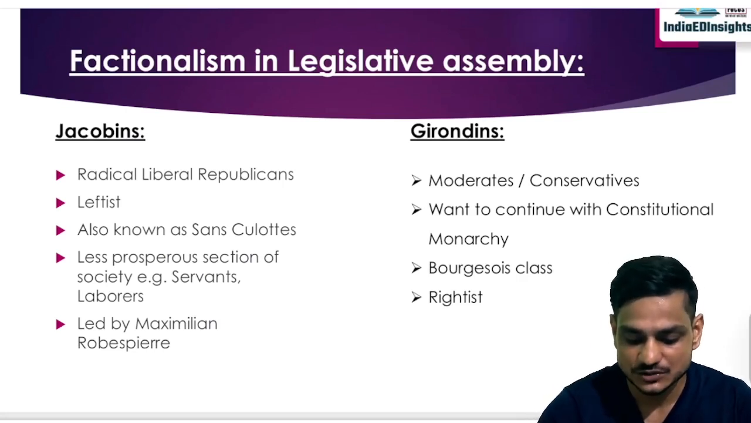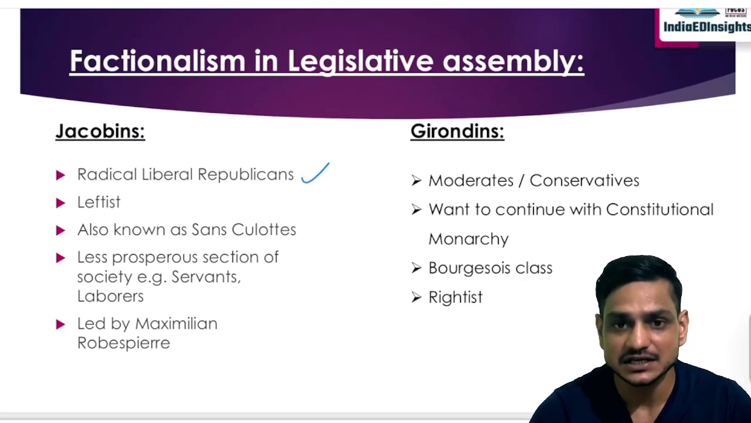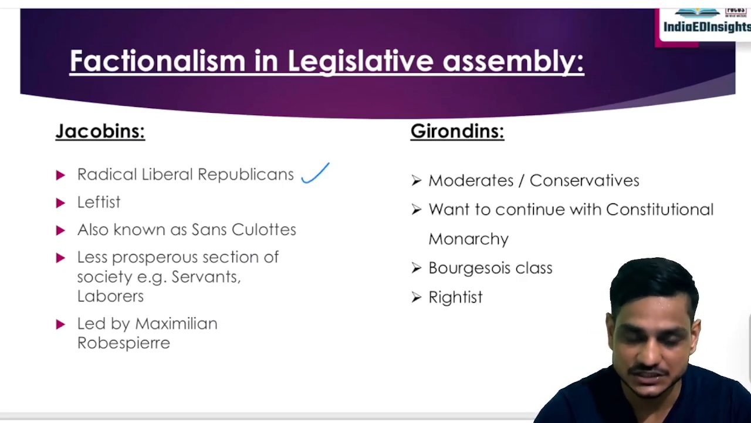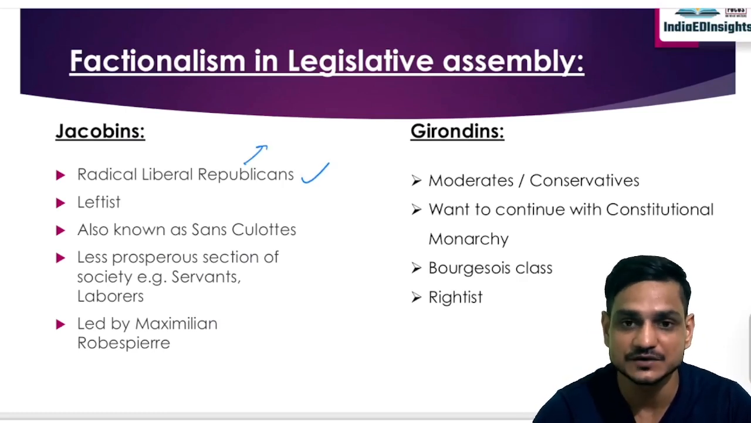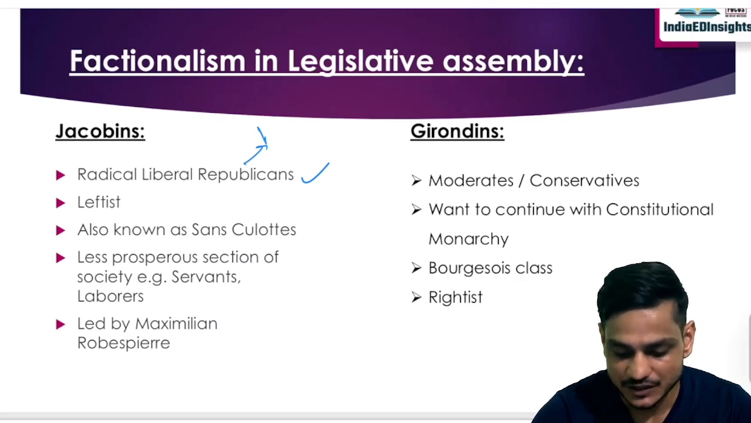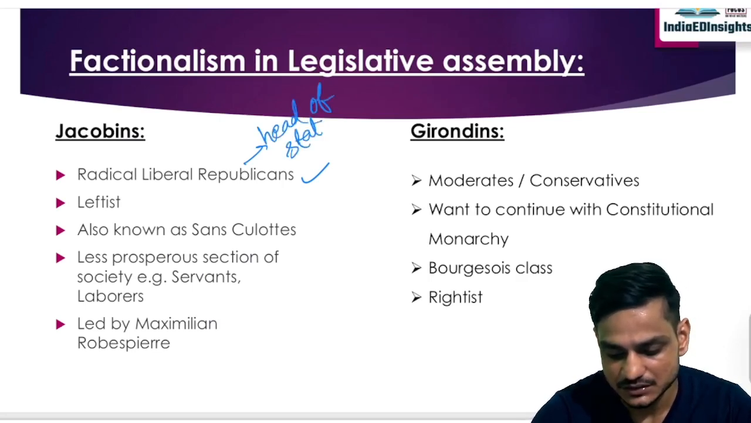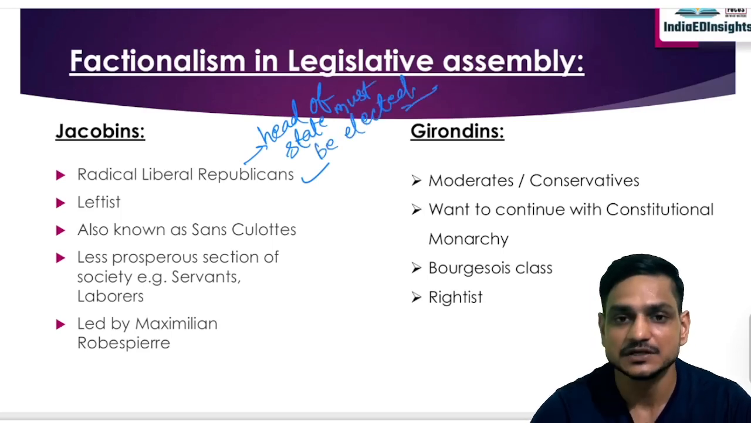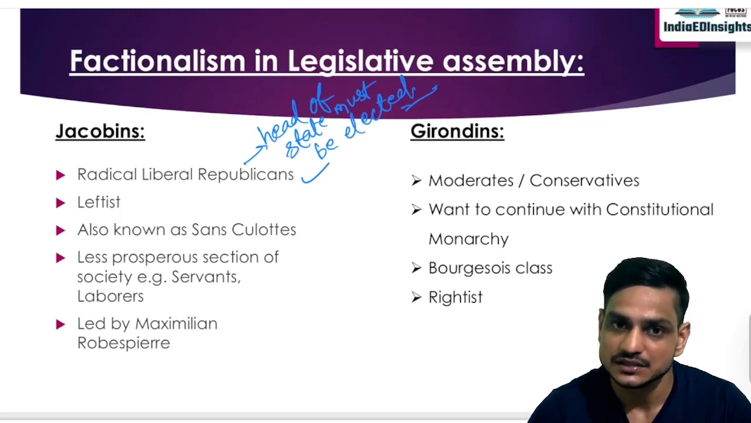Jacobins are those persons who are radicals, liberals, and republicans. These people want that we must go away with the king. There must be no king. Our nation must be a republic. Republic means the head of state is to be elected. So they were radicals, liberals, and republicans.